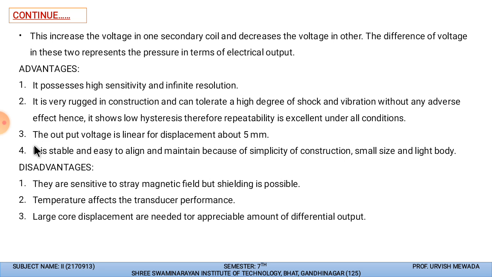Now let's discuss the disadvantages of the system. They are sensitive to the stray magnetic field, but shielding is possible. With the help of shielding, we can get the appropriate output from the LVDT for pressure measurement. Temperature affects the transducer performance, so we need to protect this device from temperature. Also, large core displacements are needed for an appreciable amount of differential output. This is one of the biggest limitations of this LVDT, on which we need to work if we need to measure a large quantity or large pressure displacement.